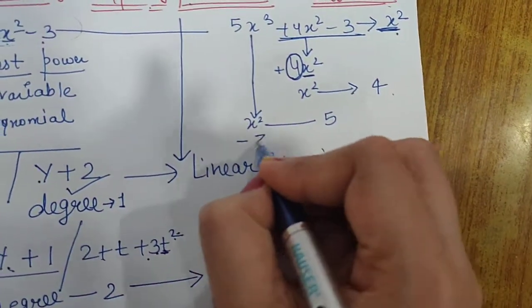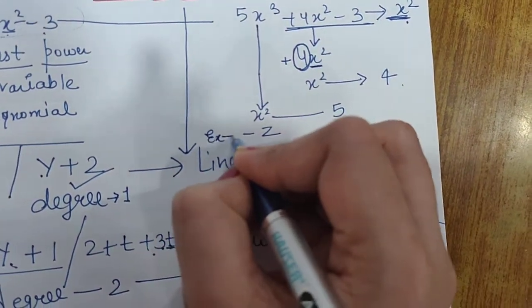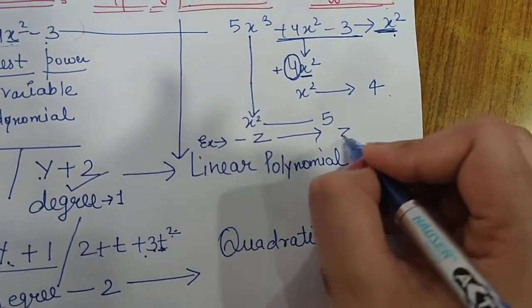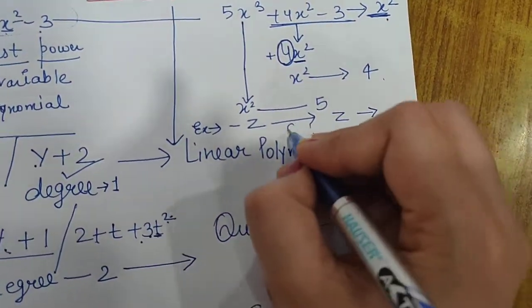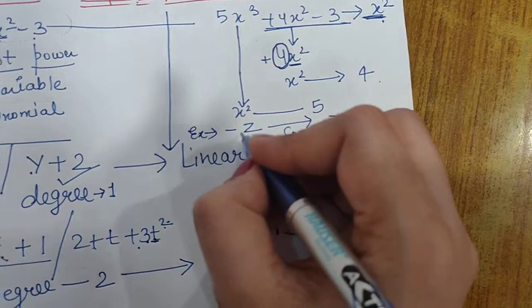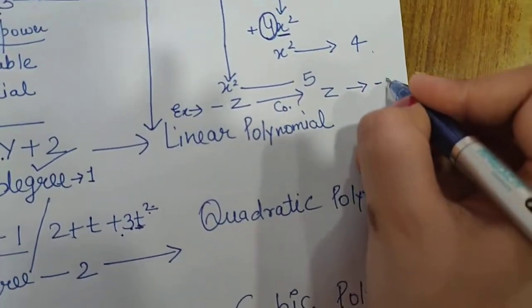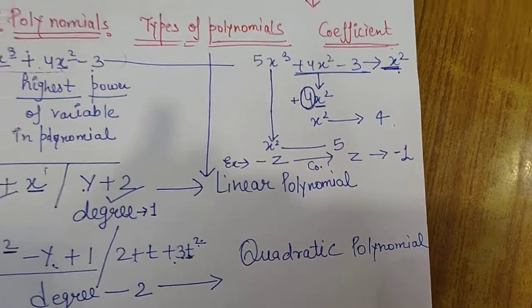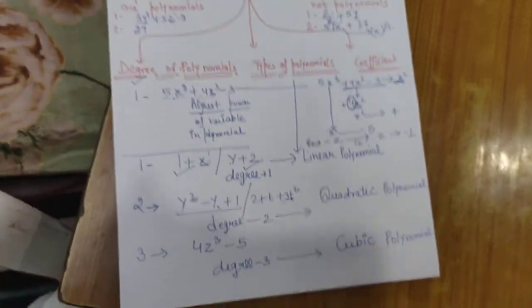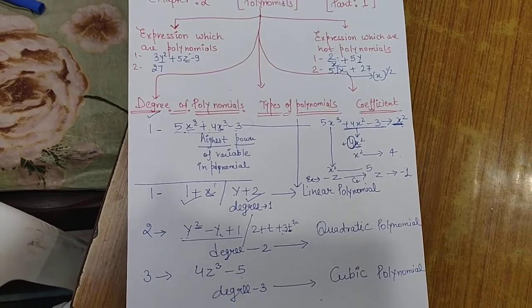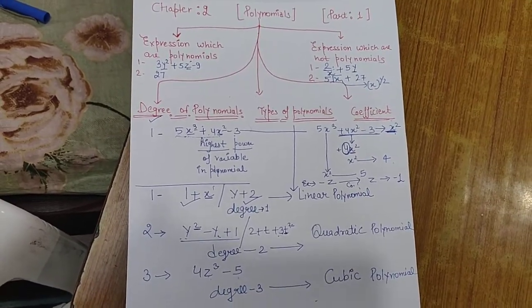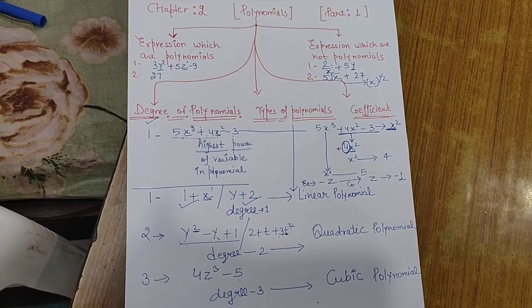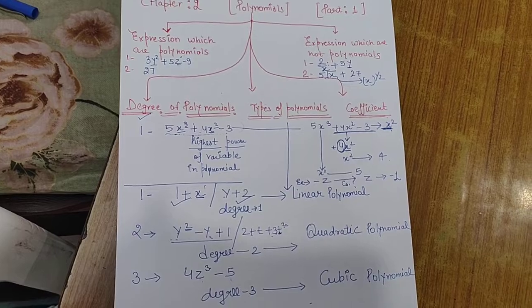Now you give me one example. I am giving an example: minus z is the polynomial, and I am asking the coefficient of z. What is there with z? Nothing, only minus. So minus 1 will be the coefficient of z in this polynomial. I hope all these topics are clear to you. If you want, you can note down the basics when you start the chapter polynomial in your notebook. Okay.